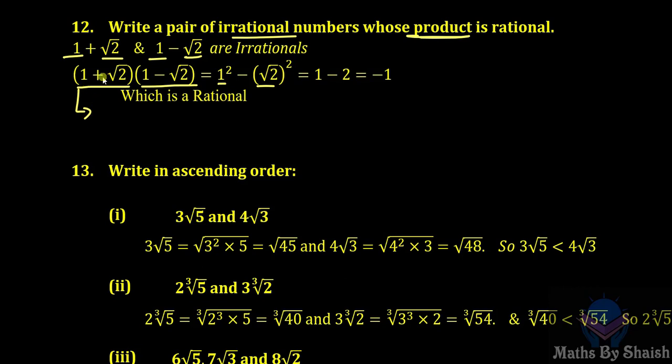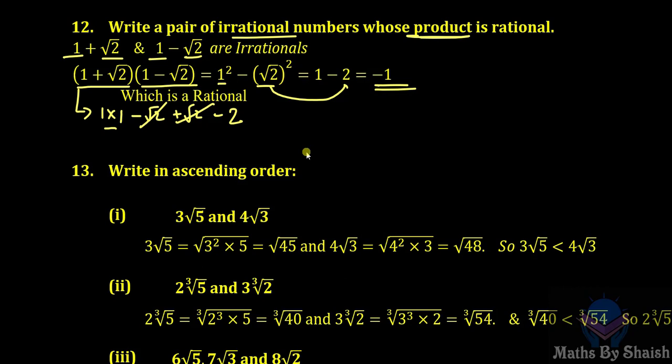It's not required to remember the identity. You can simply multiply 1 into 1, 1 into minus root 2, and then root 2 into 1, and then minus root 2 into root 2. The cross terms cancel, and finally you'll get 1 square minus root 2 square. 1 square is 1, root 2 square is 2, and the minus is still there, and now you got minus 1, which is a rational number. So that is how you choose the pair of irrational numbers.